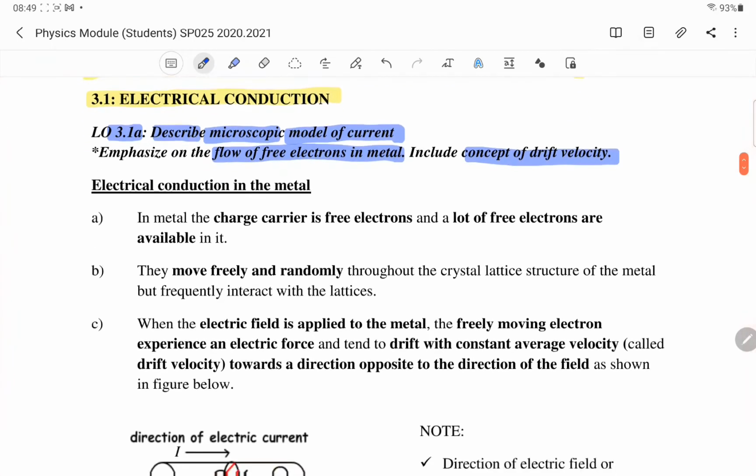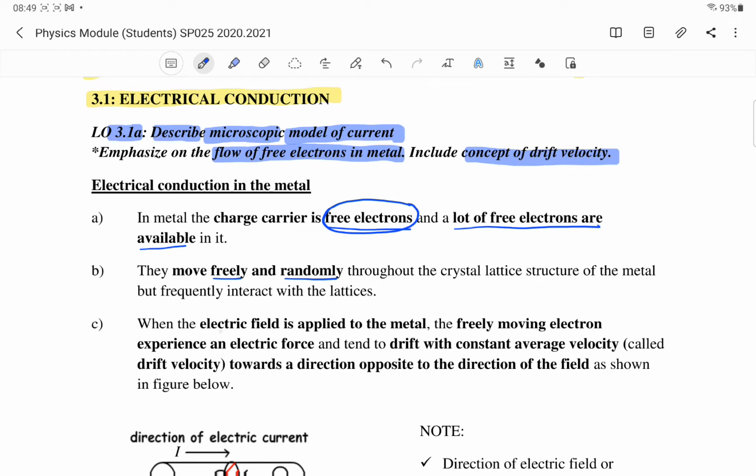Remember, in metal, the charge carrier is free electrons and a lot of free electrons are available on it. So remember, in metal, the charge carrier is free electron. They will move freely, randomly and haphazardly through the crystal lattice structure in the metal, but frequently interact with the lattice. So maksudnya dia akan contact juga dengan crystal lattice structure of the metal.